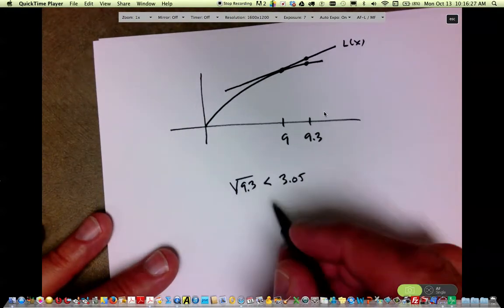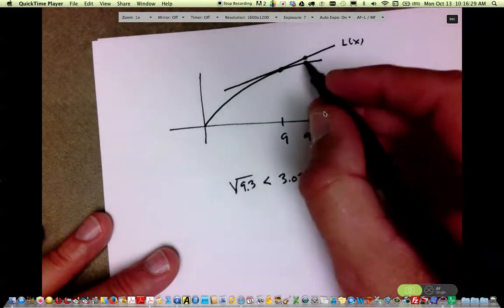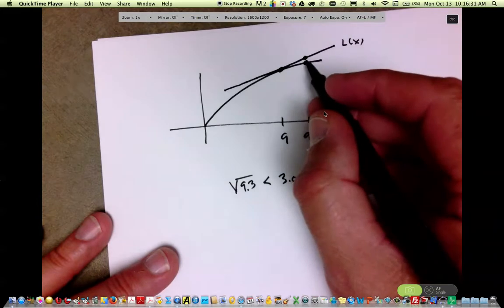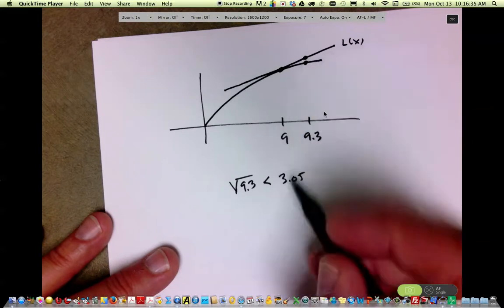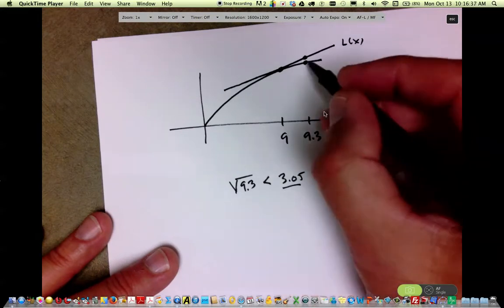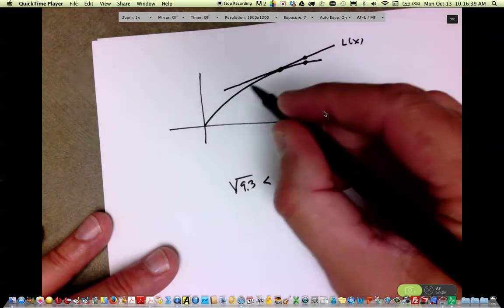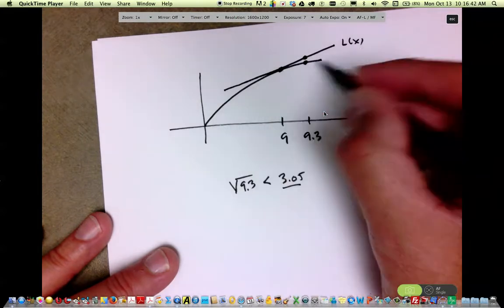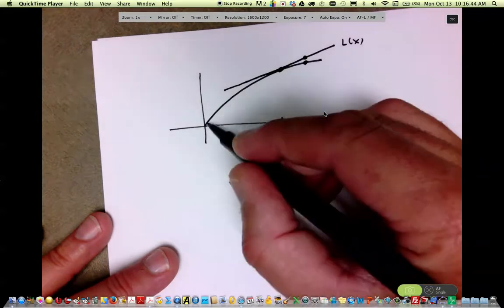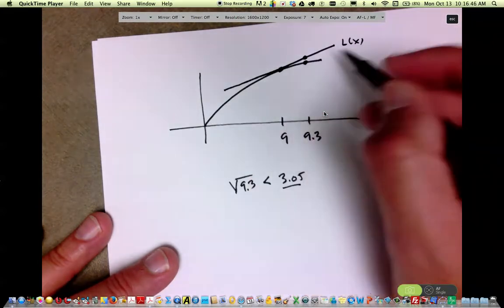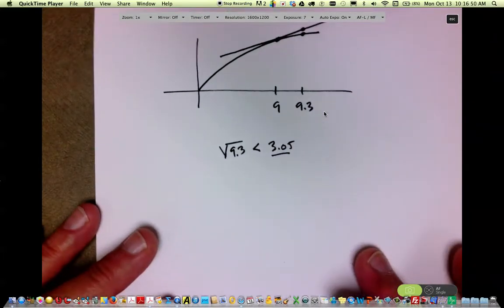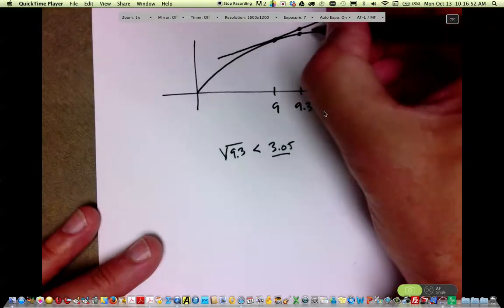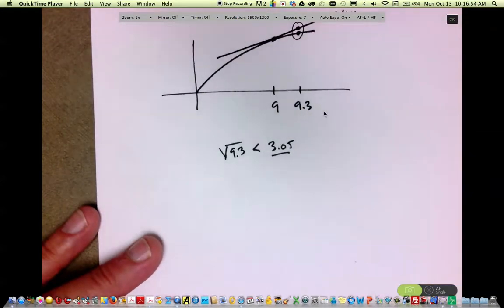All right, so one of the things we should know is that there's going to be an under approximation here with 3.05, and the reason for that is the shape of this curve. This graph is concave downward, and the downward concavity is really going to be dependent upon the second derivative of the function. When we talk about the error, we're talking about how far these two points are apart.